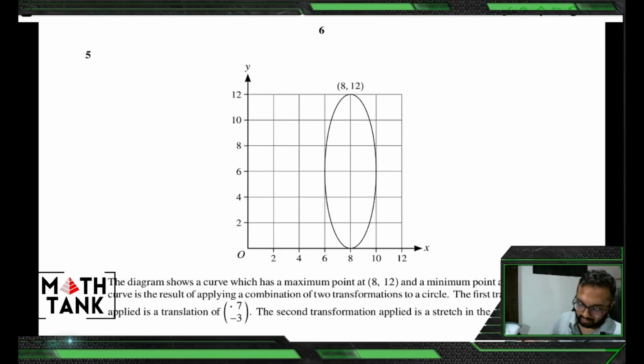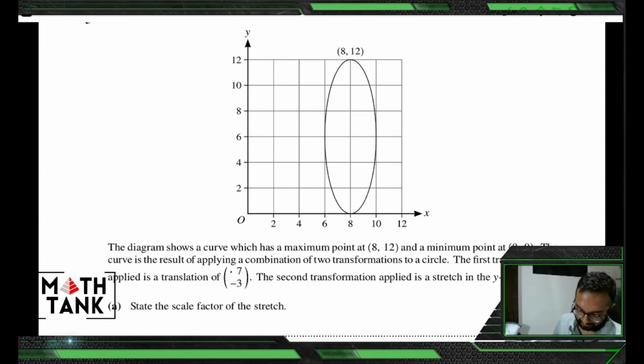Okay, so this looks like an interesting question. So let's try to do this. There was a circle that was stretched, and it's a combination of two transformations. The first transformation is the translation of 7 comma minus 3. The second transformation applied is the stretch in the y direction. State the scale factor of the stretch. So what looks to me is that if it's not changed horizontally, this should be the center of this new circle had it not been stretched. And to me this looks like the radius, which is basically 2 units.